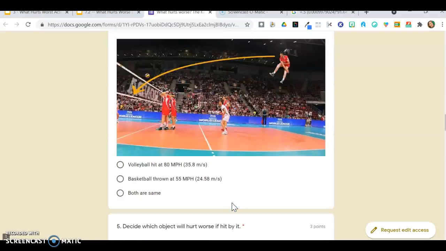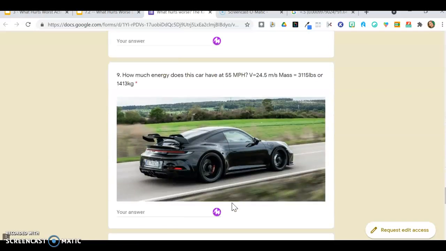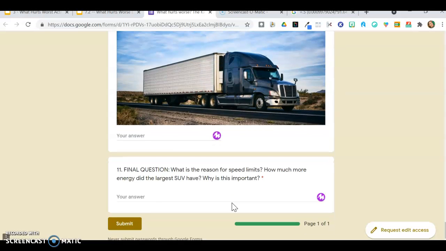Each one of these were 3 points apiece, and you would then at the end make sure you take some time when you answer this final question, and hopefully you understand this then about the speed limit, how much more energy it creates. All right.